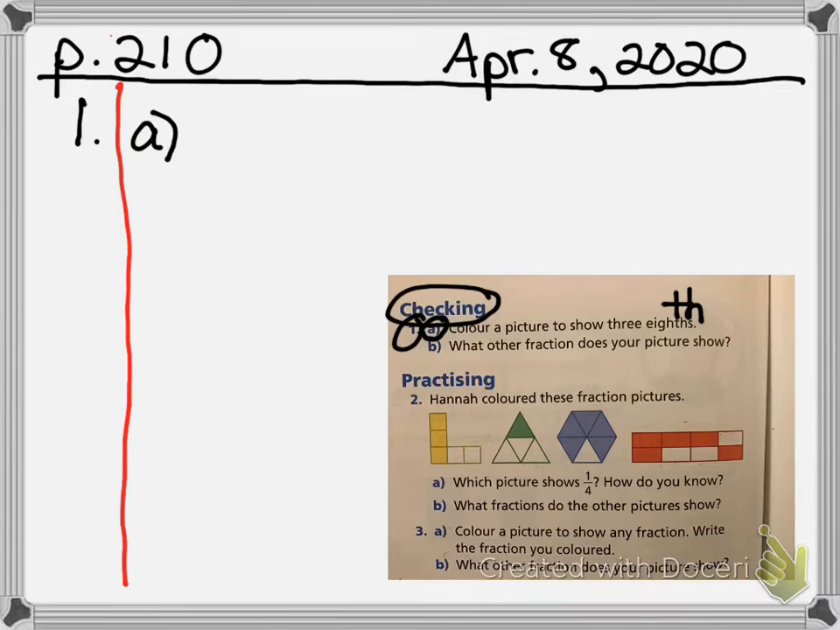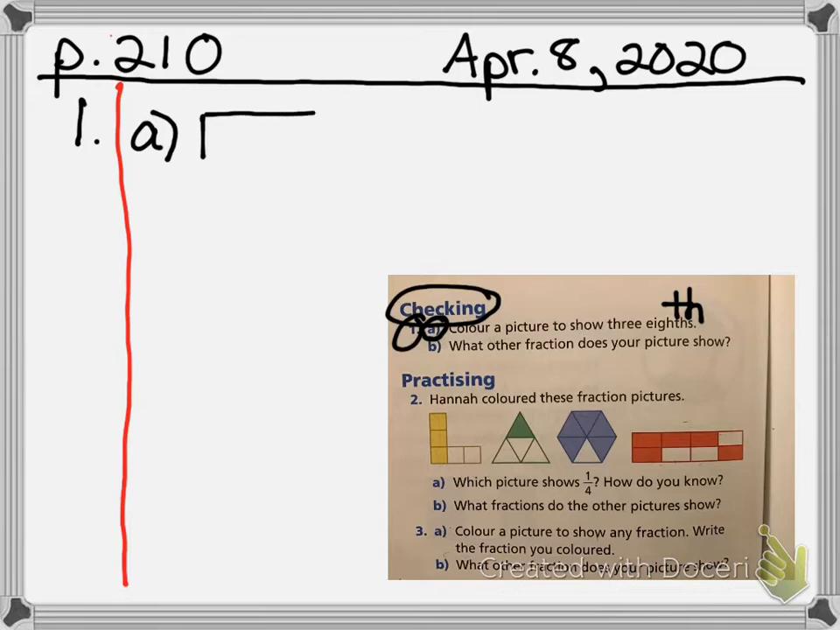So it doesn't say what kind of picture. It doesn't say a square, a circle. It doesn't say what kind of shape. But they want whatever we draw to have 8 parts. So can you pause the video and you can draw a square or a rectangle and divide it into 8 equal parts and then start the video again.